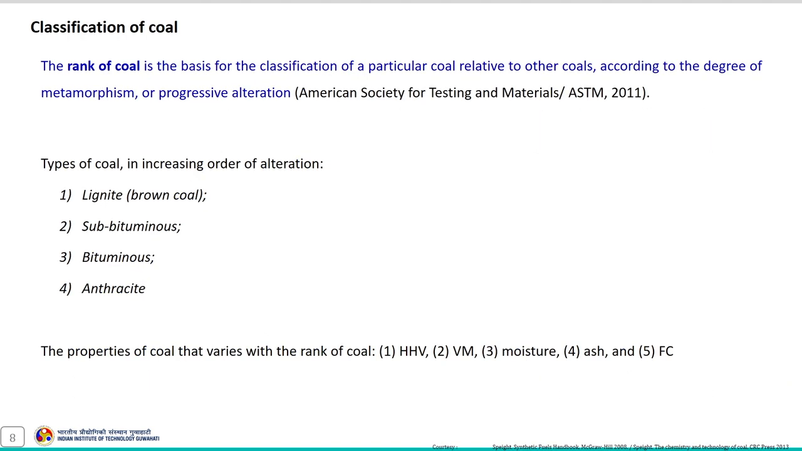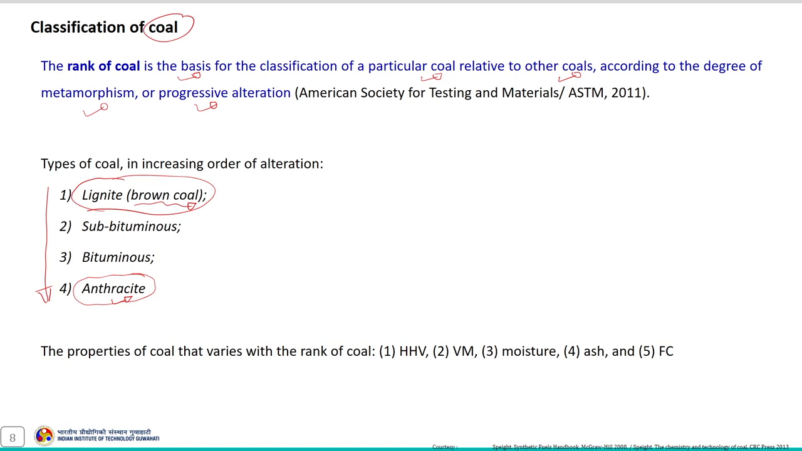Now let us move on to the next topic, classification of coal. Here the rank of the coal is the basis for the classification of a particular coal relative to other coal samples, according to the degree of metamorphism or progressive alteration. The types of coal in increasing order of alteration are as follows: lignite, also termed brown coal, is a low rank coal, followed by sub-bituminous coal, bituminous coal and anthracite. Anthracite is the highest rank coal among these samples, whereas lignite is the lowest rank coal.